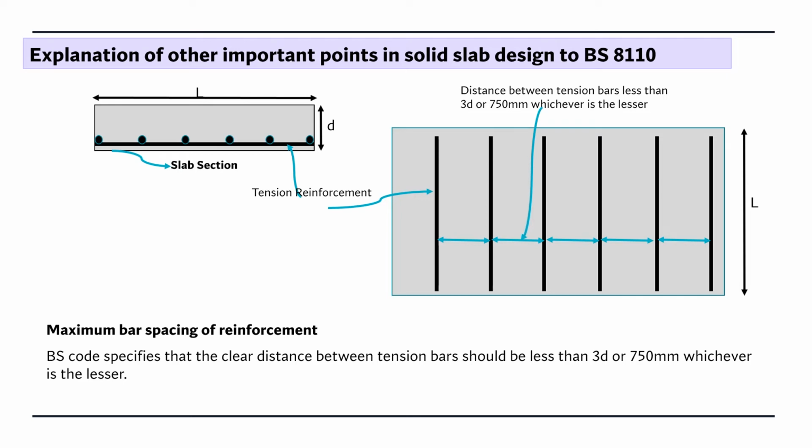Maximum bar spacing of reinforcement. Now, referring to the diagram shown above, BS code specifies that the clear distance between tension bars should be less than 3D or 750 mm, whichever is the lesser. So, this is the tension bar in section. These are the tension bar spacing in the plan view. So, the spacing between tension bars should be less than 3D. D is the effective depth of the slab.